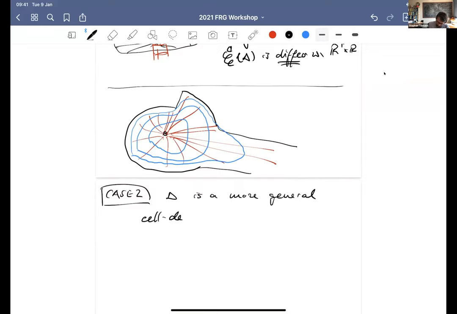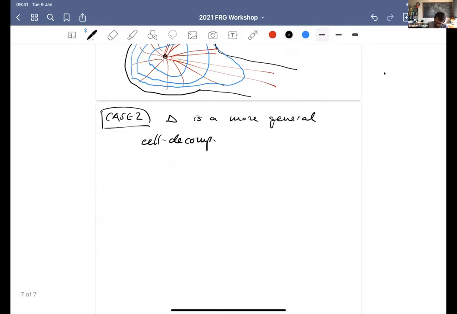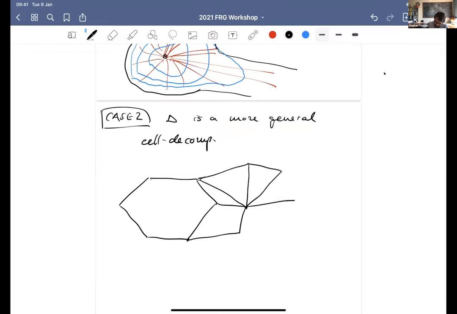Cell decomposition. Okay, so in this case, what is going on is you might have some higher dimensional cells. Of course, you might also have lots of triangles. Who knows what you have here? And the first observation is, again, because the edge flips give you really nice diffeomorphisms between the parameter spaces for parameterizations for different triangulations.